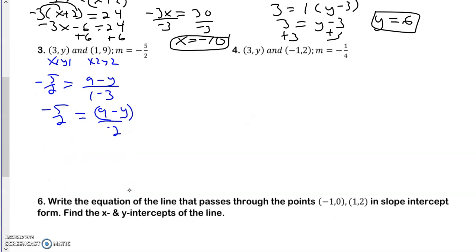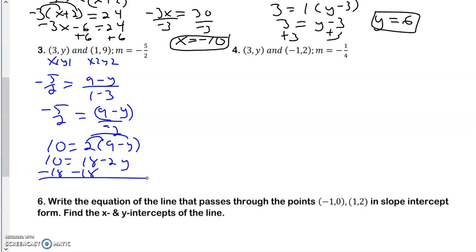I am going to cross multiply. Negative 5 times negative 2 is positive 10 equals 2 parentheses 9 minus y. I'm going to distribute. I'm going to get 18 minus 2y. I'm going to subtract 18, and I'm going to get a negative 8 equals negative 2y. I'm going to divide by negative 2, and y equals positive 4. Two negatives make a positive.